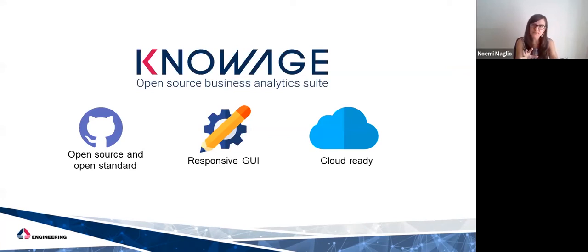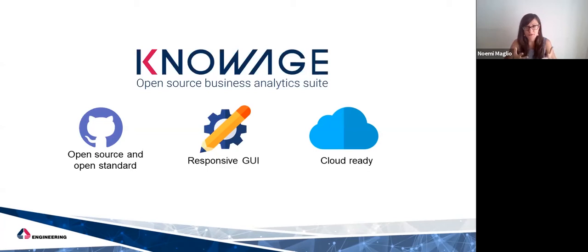So let us discover some of the main features of Knowage. First of all, Knowage is totally open source, which means that we are very different from all the products that you can find in the market. You can easily download the product from our website and start utilizing it without any cost. This is what we call the community edition. Then we also have the enterprise edition, which is something that I will discuss with you later on.